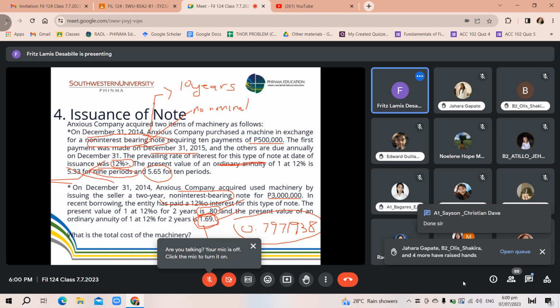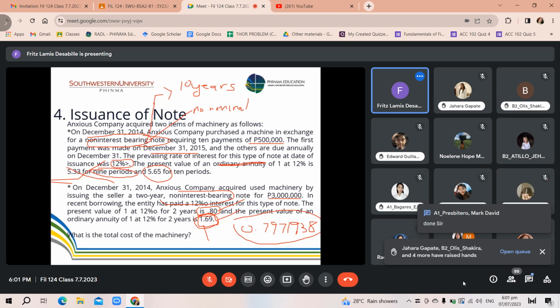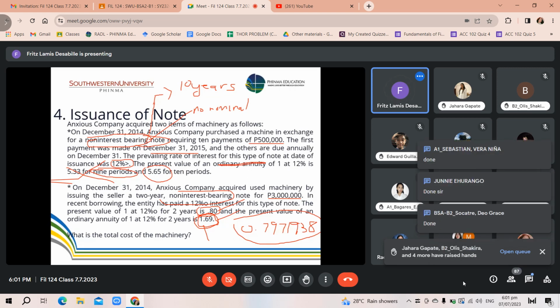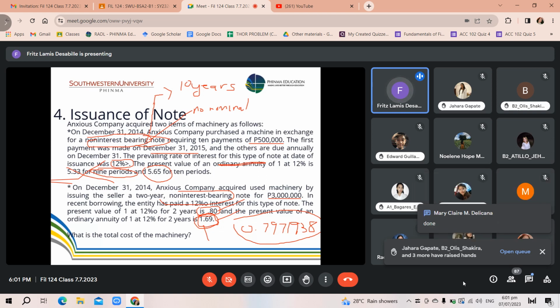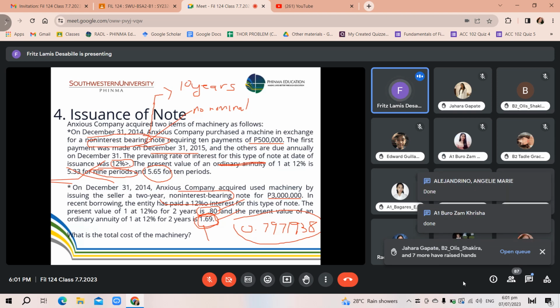Okay, good. If you're done, please also compute for the 1.69, so we don't keep waiting. Then we continue to 602 and go over the answers. Okay, more of you said done on the present value of 1.